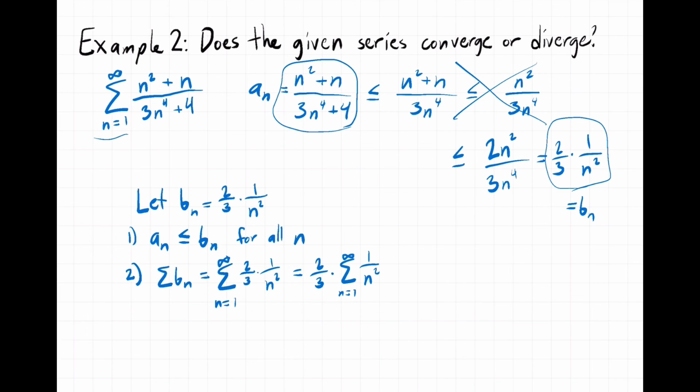This is a p-series with p equal to 2, which is greater than 1. And we know from our theorem that a p-series in which the p is greater than 1 converges. So our sum of bn converges, and our an's are always less than our bn's for every value of n. So the series we're actually interested in, the sum of an, also converges.